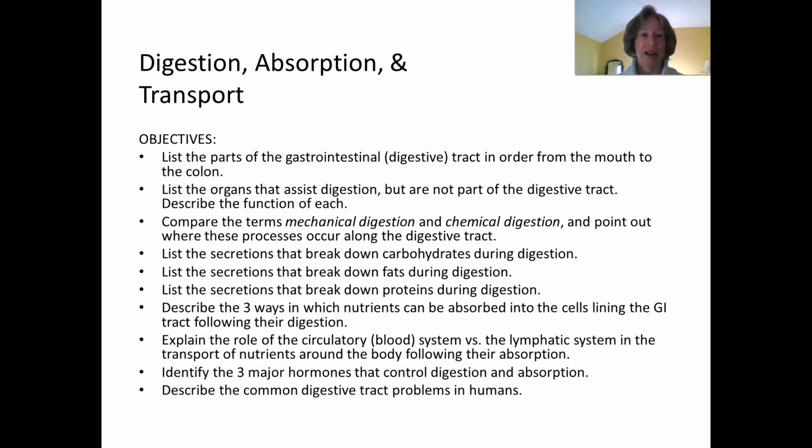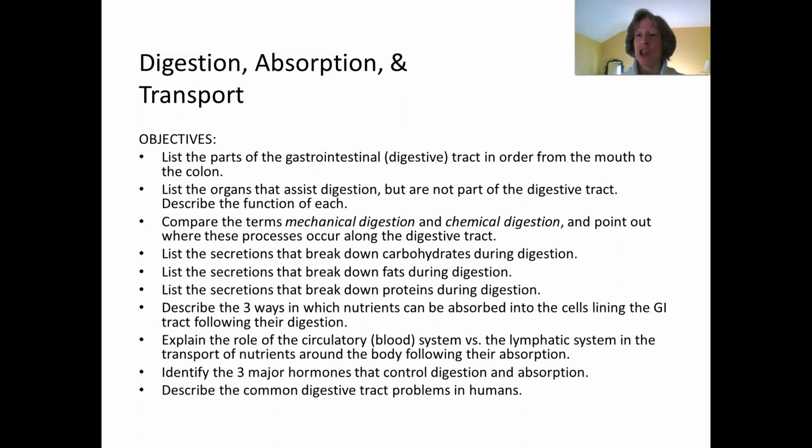Okay. Next up is digestion, absorption, and transport. So first and foremost, our anatomy lesson, the parts of the GI tract or the gastrointestinal or digestive tract in order from mouth to colon. So mouth, esophagus, stomach, small intestine, large intestine, rectum, and anus. And the large intestine, also called the colon.